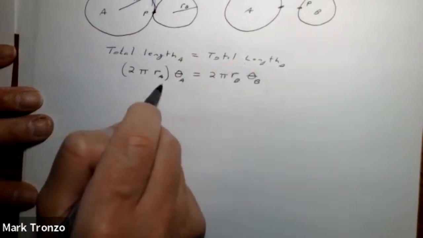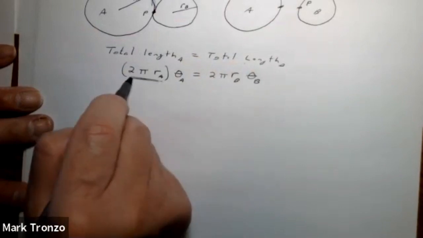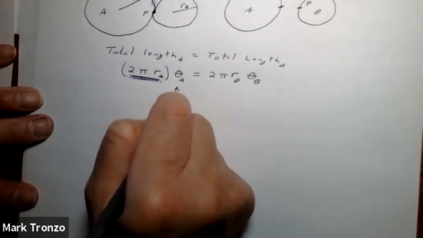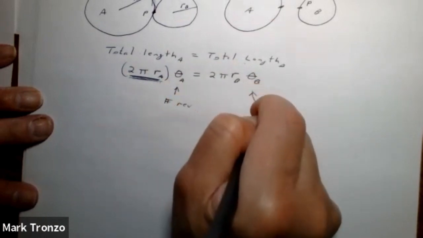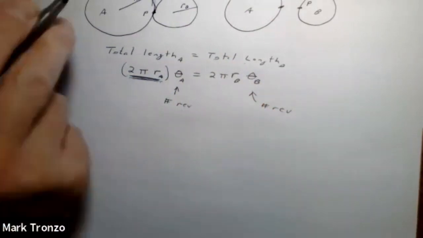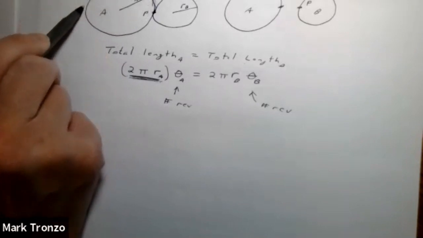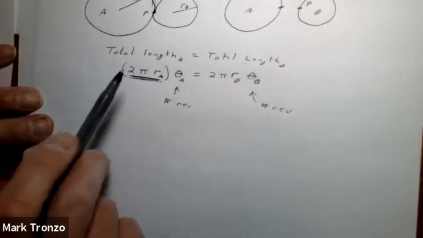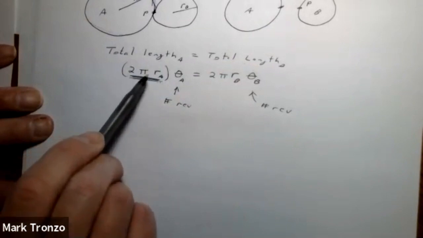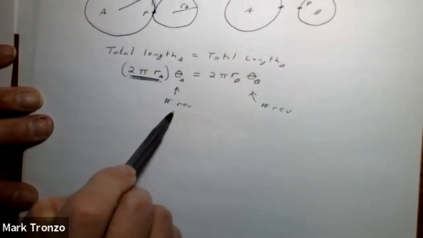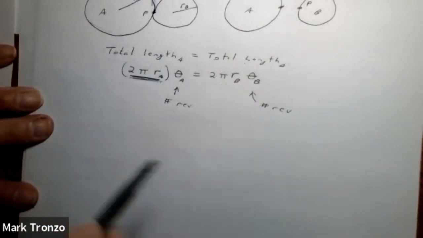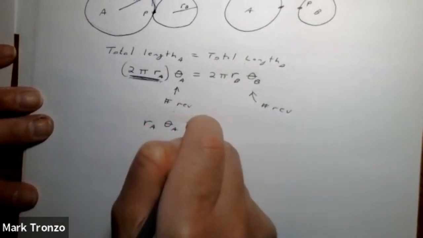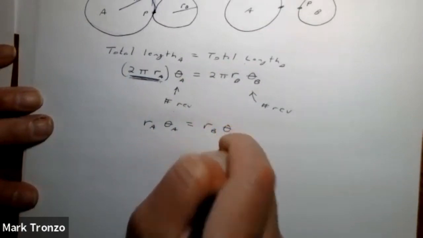And that's going to be 2 pi R for each revolution that it turns. So again, this is the number of revolutions, and this is the number of revolutions. If this travels 20 inches here, the point P on this one will also travel 20 inches. So that's 2 pi R_A times the number of revolutions, and for B, it's 2 pi R_B times the number of revolutions. Of course, the 2 pi's cancel out, so it'll be R_A theta A equals R_B theta B, like that.